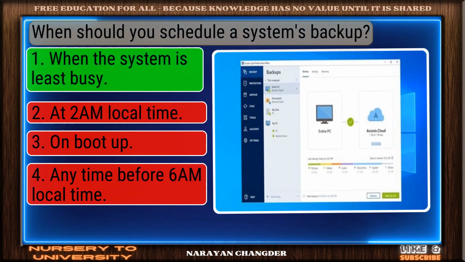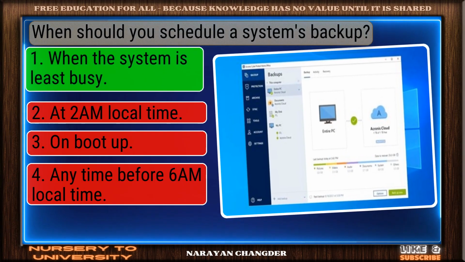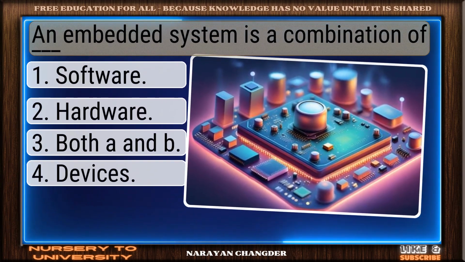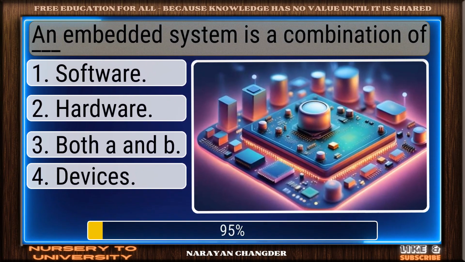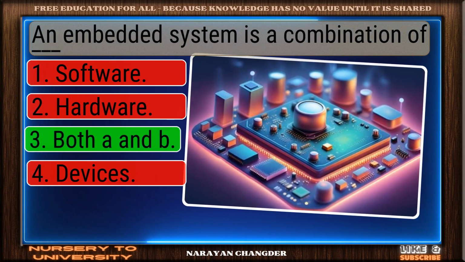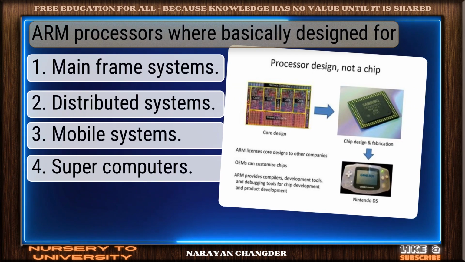Correct response. When the system is least busy is the most accurate answer. Question number 49. An embedded system is a combination of dash. On track. Both A and B is the correct answer. Question number 50. ARM processors were basically designed for.